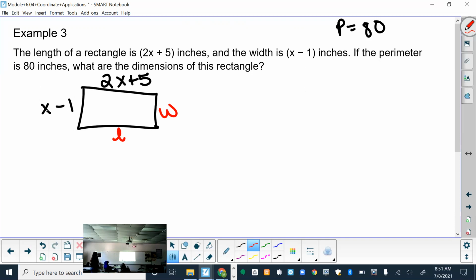So in order to do that, I need to know what x is. And I can solve for x using the formula for perimeter. Since we are dealing with a rectangle, we can use that shorthand one that we learned. So what's the perimeter formula for rectangles? 2L plus 2W. Good. And if you didn't know that, you get to use your notes during the quiz so you can look at it. All right, 2L plus 2W.